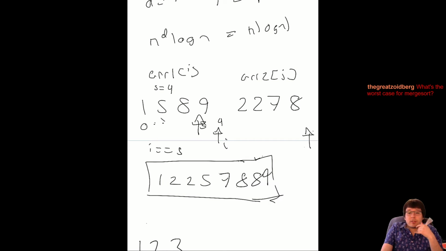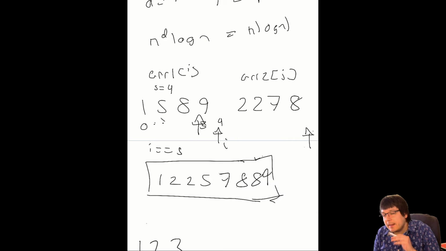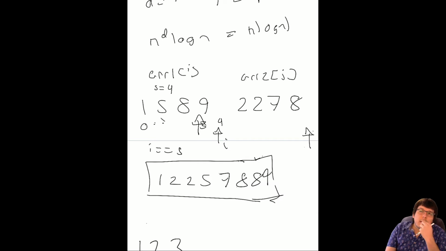What's the worst case for merge sort? That's a good question, actually. I like that. So even though they're all n log n, which one will make us do the most swapping? If I recall correctly, I think it's descending order.